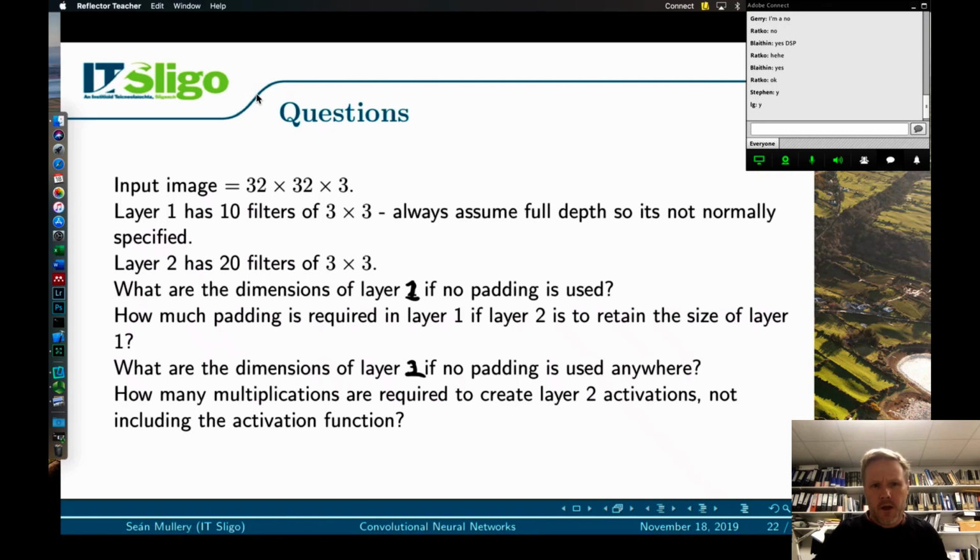So we've an input image that's 32 by 32 by 3, and layer 1 has 10 filters of 3 by 3. Now all I've said is 3 by 3 here. Always assume full depth, so it's normally not specified. Okay, so this would be 3 by 3 by what? Does anybody want to tell me what that should be in my first layer? What would be the depth that it's looking for?